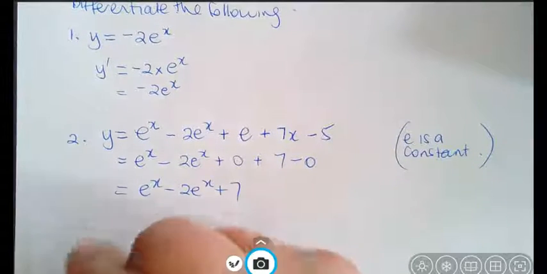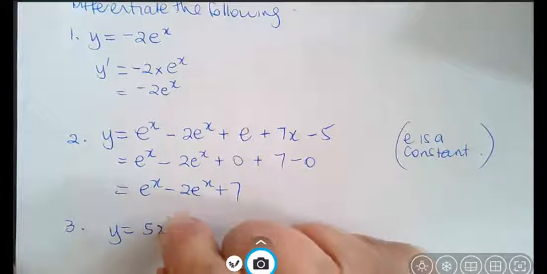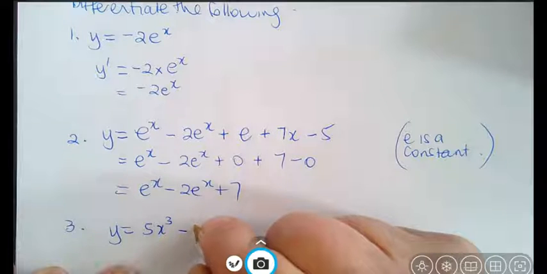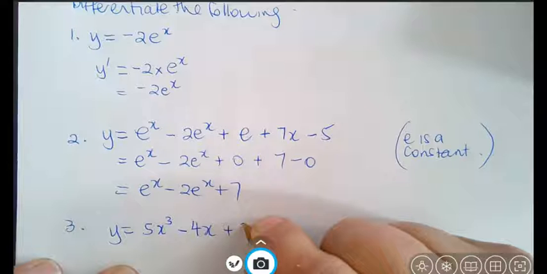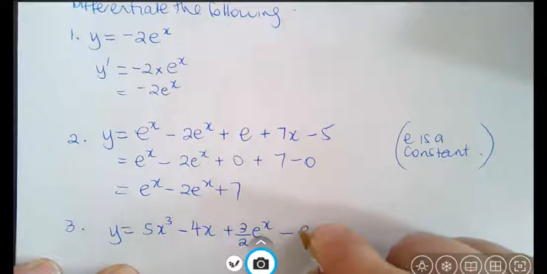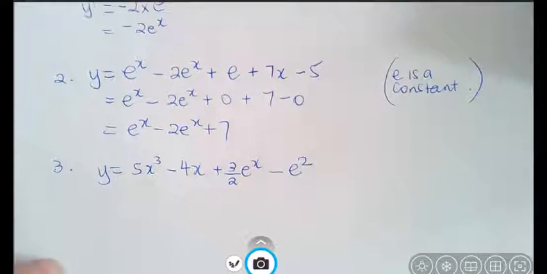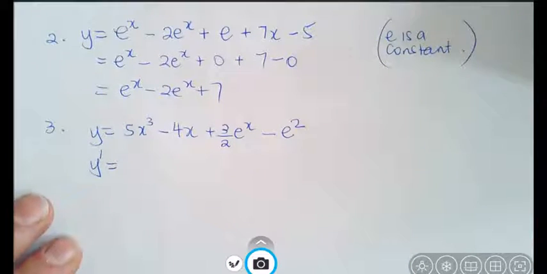All right, I'll do a few more. Let's differentiate, I don't know, 5x cubed minus 4x plus 3 over 2e to the x minus e squared. Differentiate. I'm trying to trick you.